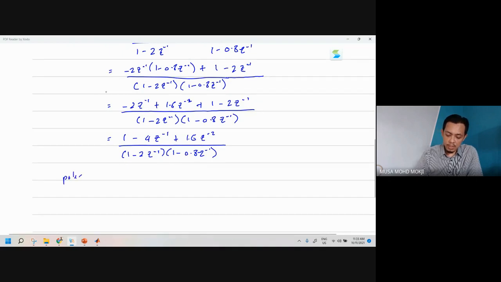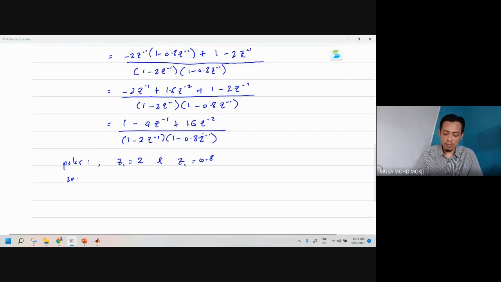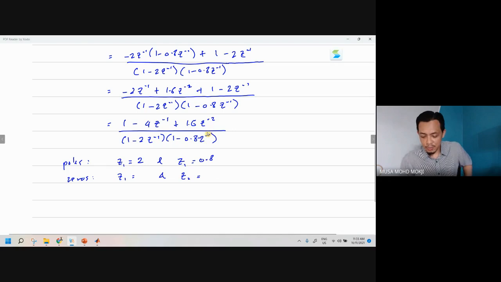Okay, so we already know what the poles are. Poles are z equals 2 and z, let's say this is z1, z2, the other one is 0.8, because this is already factorized. Now try to do this. Use your calculator. What will be the roots of this numerator so that we can have our zeros? We should have 2 zeros. So what will be the z1 and what is the z2 for zeros?